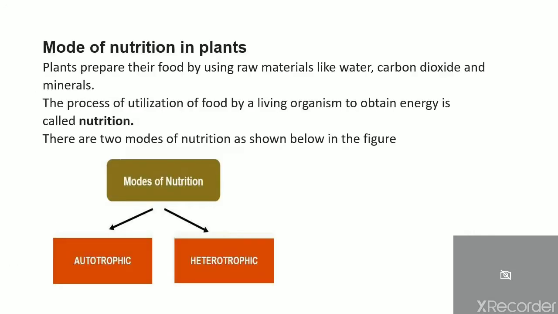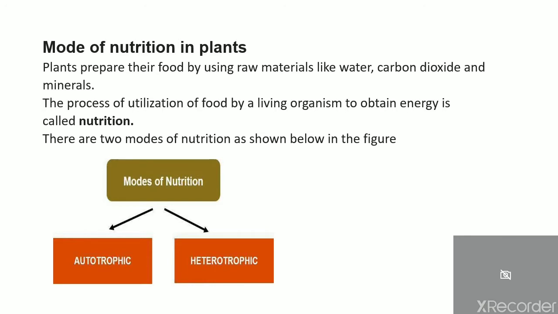So students, in this lesson, we are going to learn about the nutrition in plants. So first we should know what is nutrition. What is the meaning of the term nutrition? Nutrition is nothing but a process of taking food by an organism.